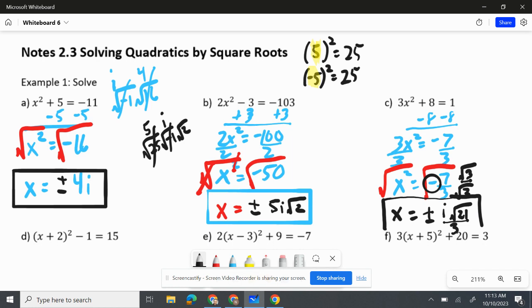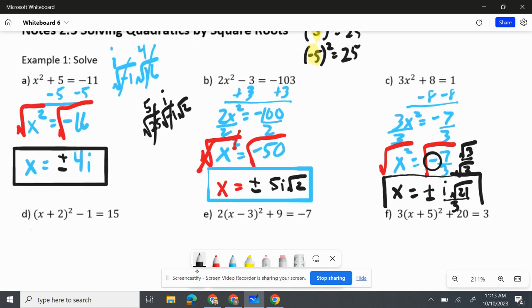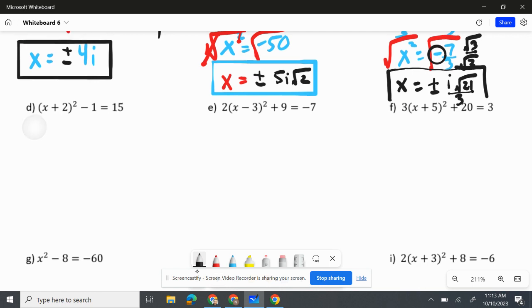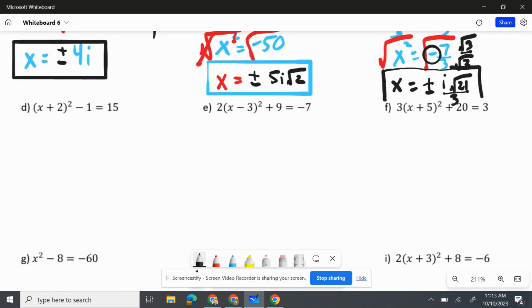Now we're going to look at problems that have parentheses. Our process is going to be the same. Where students make a mistake is they want to FOIL this because they see the squared, but we're not going to do that. We're going to get rid of the square using a square root, just like what we did on the previous 3. So our first step is going to be adding the 1. And that gives us x plus 2 squared is equal to 16.